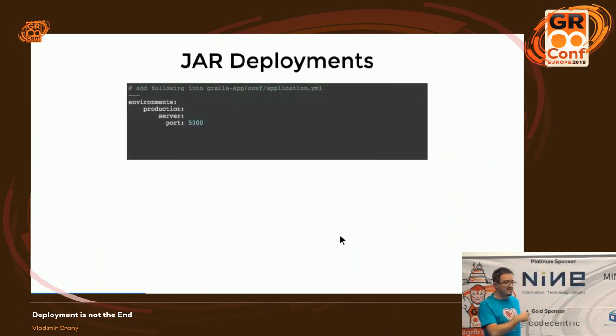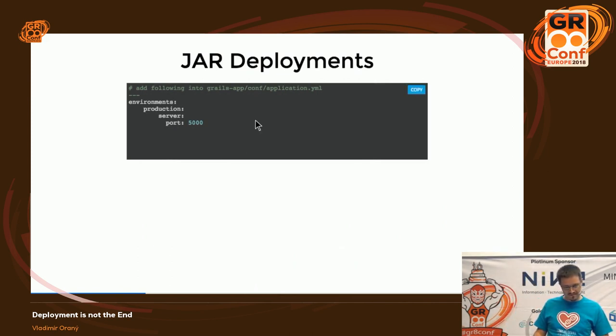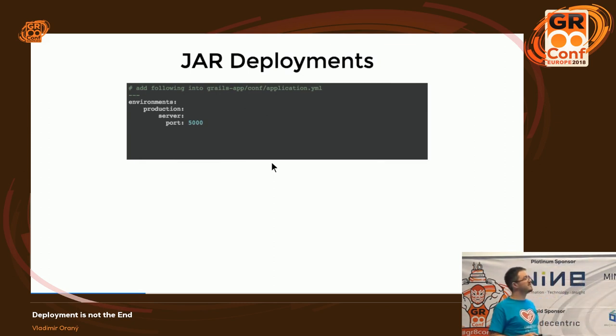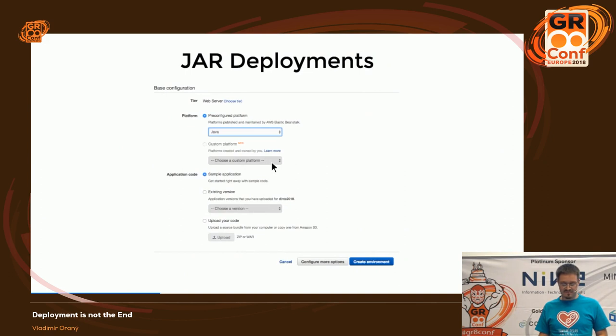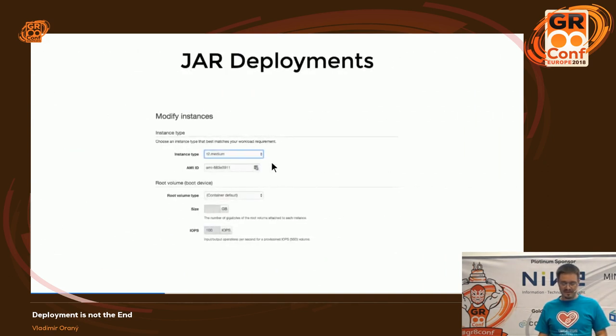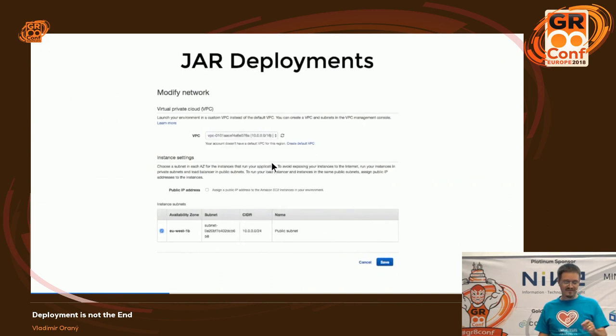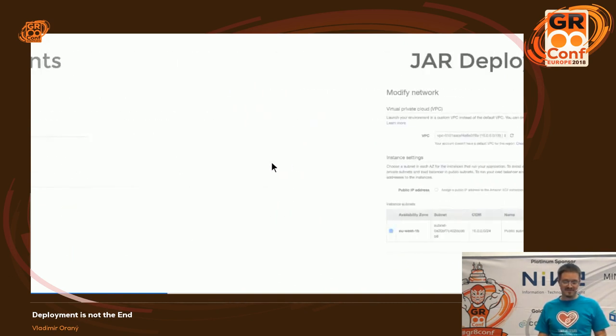There was one trick I had to do. It has to run on port 5000. This is for Grails, and for Micronaut you also have to configure it to run on port 5000, because in Beanstalk, if you deploy a Java application, it needs to run on port 5000. This is the setup, you just pick the different platform. You don't need to do this for Micronaut, it just runs in an instance you have.